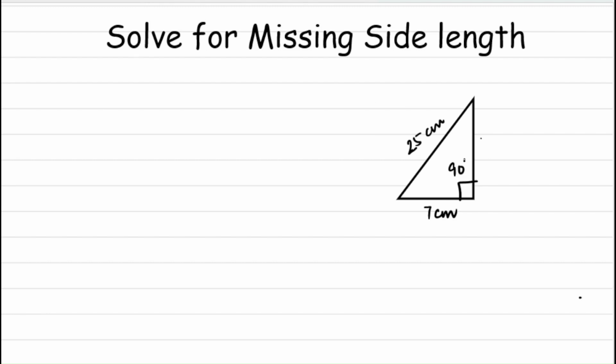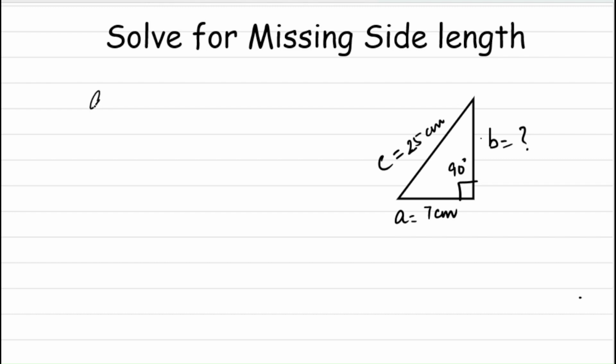This is 90, and the side opposite to 90 is 25. So that is C. Now let's suppose A is given as 7 and this side is missing, so B is missing. Basically this is a question in which a side length is missing, and the hypotenuse is already given to you.